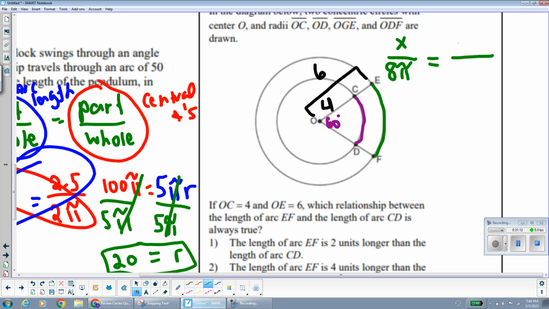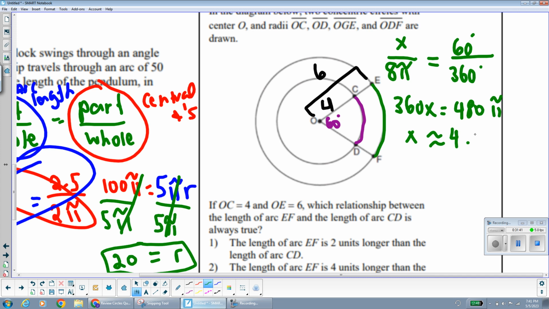And then we have the central angle over all of the central angles together. So that's 360x is equal to 8 times 60 is 480. And then if I divide by 360, and I'm going to just multiply by pi as well, because I want to be able to compare the numbers, I got approximately 4.189. Okay, let me find the arc length for the smaller arc.